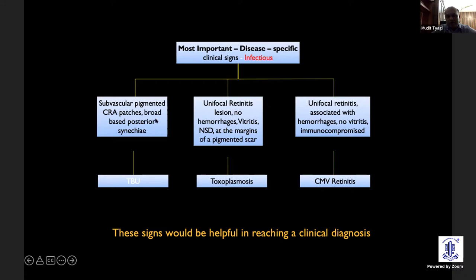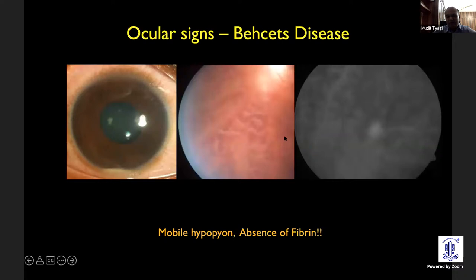So moving on to how do you approach these eyes with vasculitis? First of all, there are some very common clues which can help us in identifying the etiology. If you see subvascular pigmented patches, think of TB. Unifocal retinitis, sometimes with no hemorrhages, but sometimes rarely peripheral signs of ischemia, toxoplasma. Retinitis with hemorrhages, viral retinitis usually. Non-infectious disease also can sometimes lead to peripheral occlusion and subsequently a vitreous hemorrhage. Now understand that the hemorrhage over here is a sequela to the vasculitis that has occurred, but we need to take care of the underlying inflammation also.